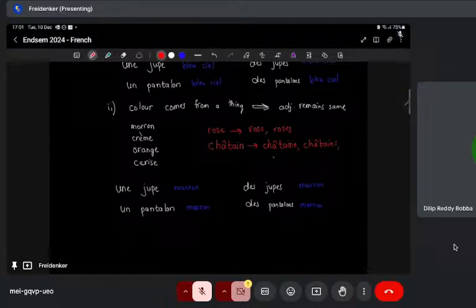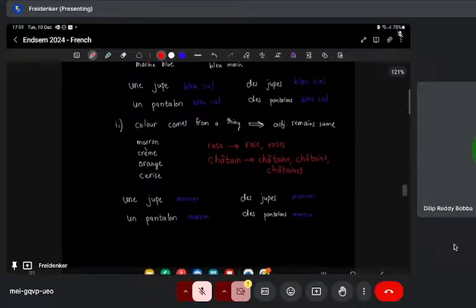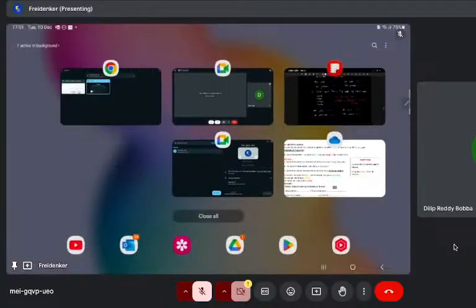So be careful. It's coming from chestnut, it's coming from a thing, so it should not change. But it is changing. So these are exceptions to the exception. Exception to the exception means they're behaving normally, despite the fact that they should behave abnormally. That's why exception to the exception. Fine, I covered everything in adjectives of color. So I will move ahead.